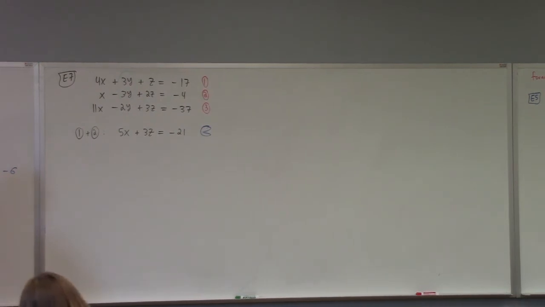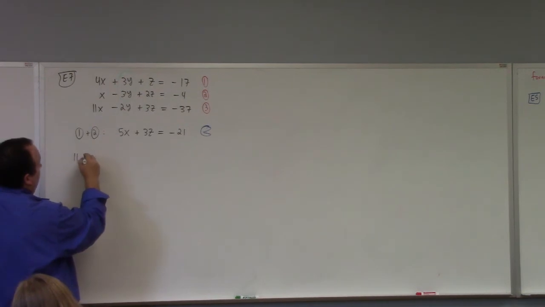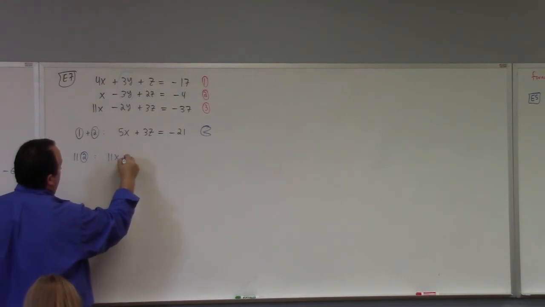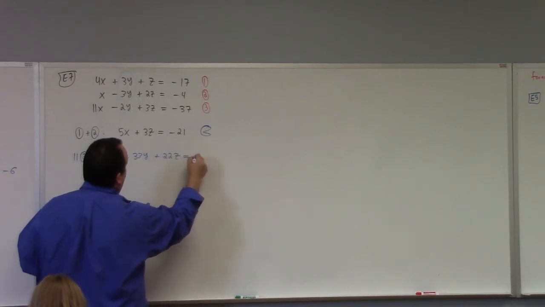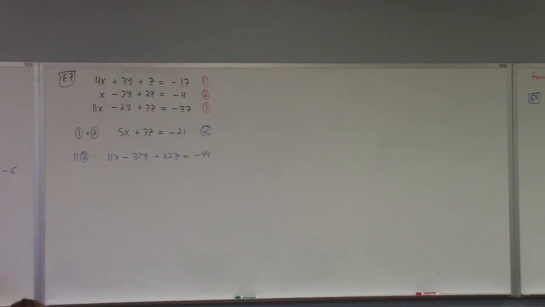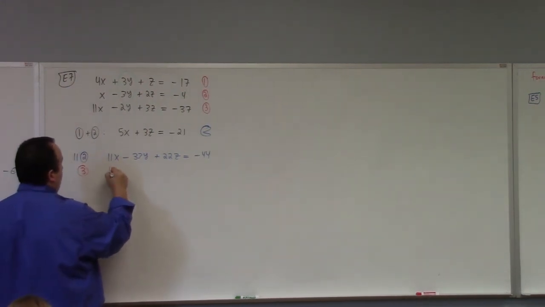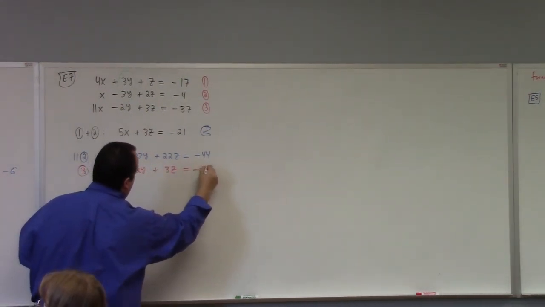Well, I guess I'm going to fall back on elimination again, if that's okay with you guys. What I'm going to do is 11 times equation 2 and see what that gives me. That gets me 11x minus 33y plus 22z equals minus 44, right? Now that I've done that, I can stack that up against equation 3, because equation 3 is 11x minus 2y plus 3z equals minus 37.